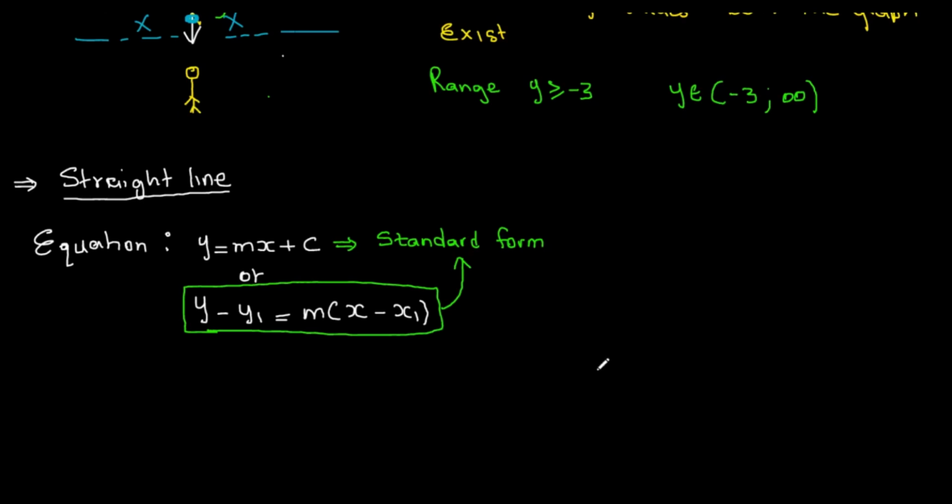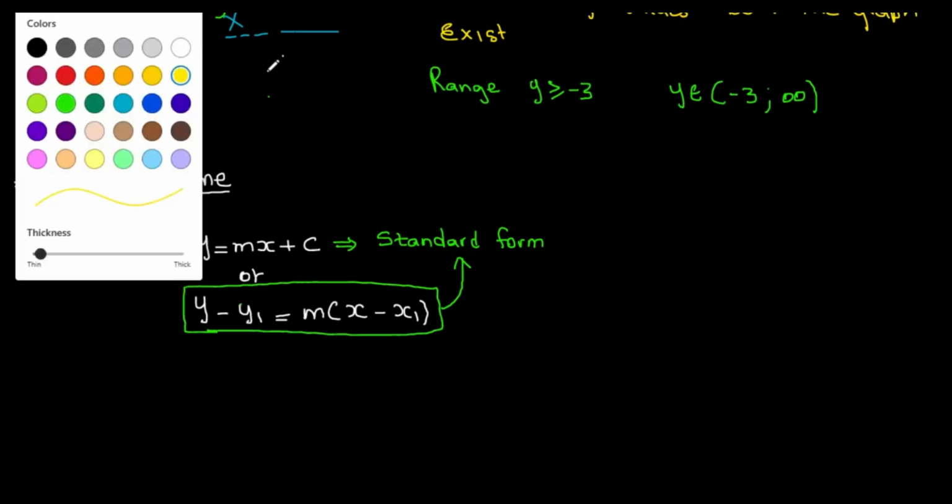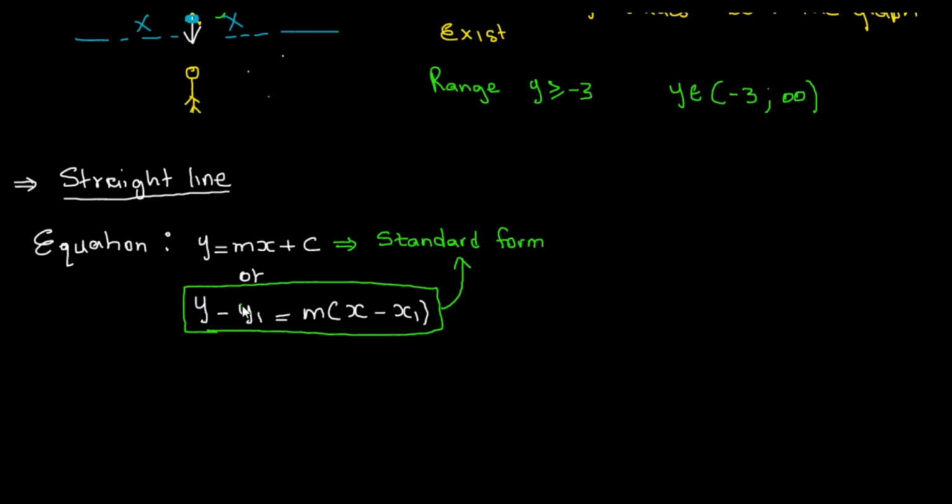So let's explain what y1 and x1 are. I'm just going to explain this part because we need to subtract y1 and we need to subtract x1. The point (x1, y1) is a point on the line. So it's any point on that straight line that we have. So it's a point on the line.